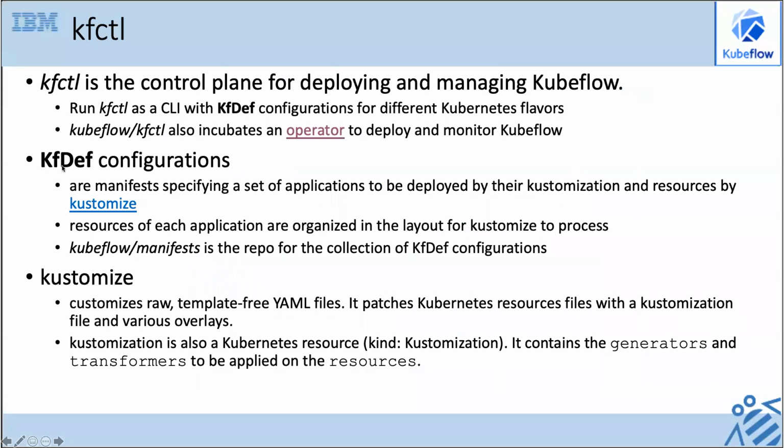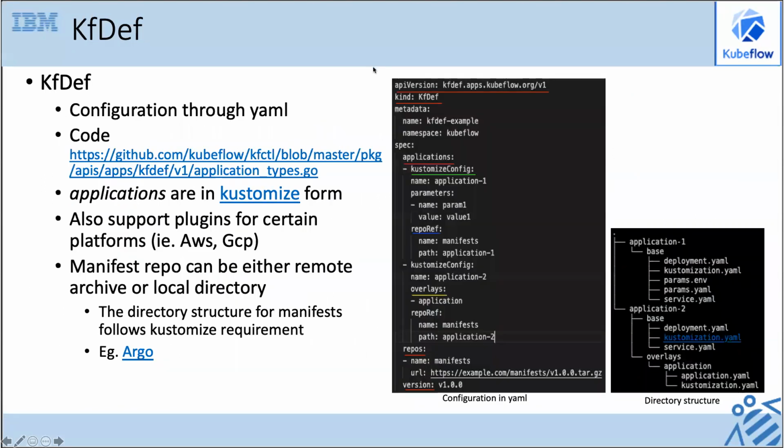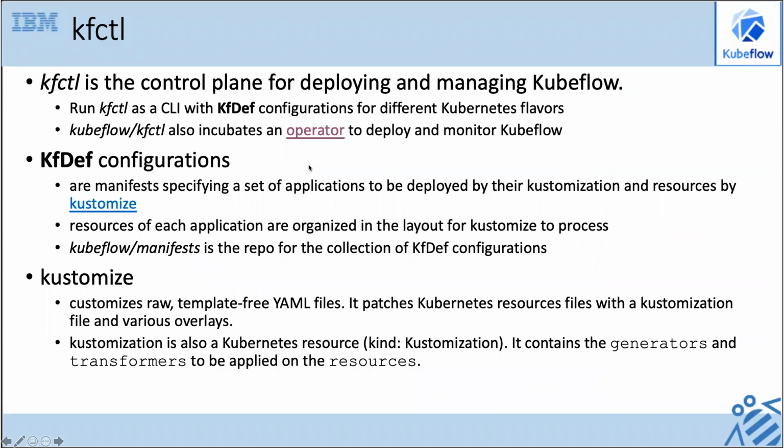So one of the things that keeps popping up is the KFDef configurations. A KFDef configuration is basically the manifest that specifies a set of applications. And these applications, with all their resource files, are another set of manifests in YAML format. Those sets of manifests can be customized, or you can provide some base configuration, and then you can also apply some other configuration values just for your organization or for your department, and that is through Kustomize.